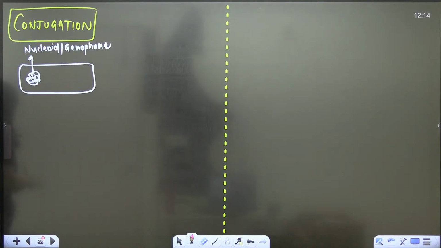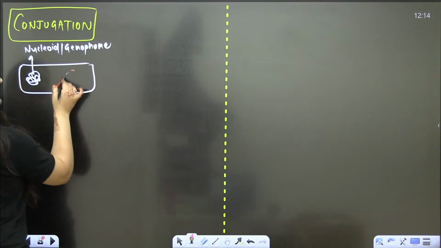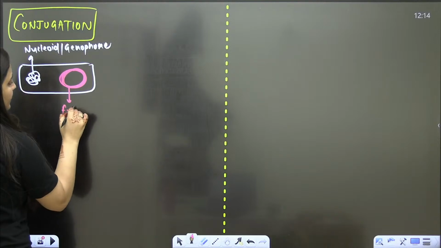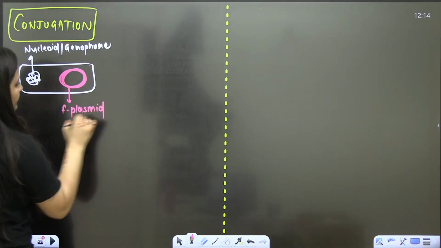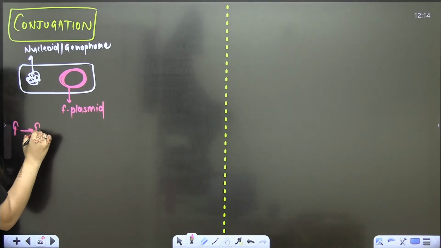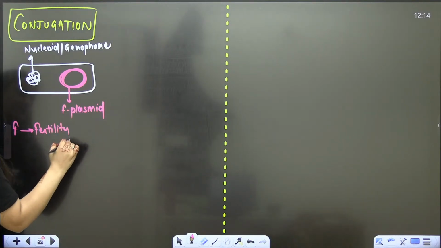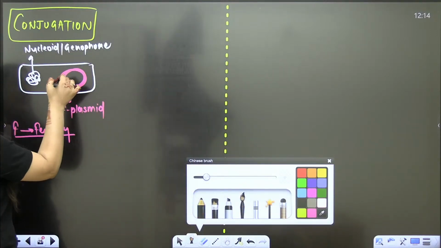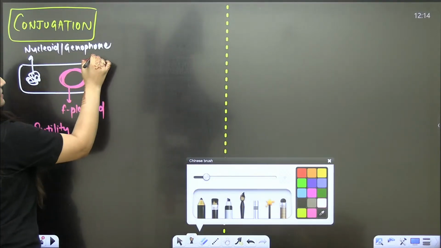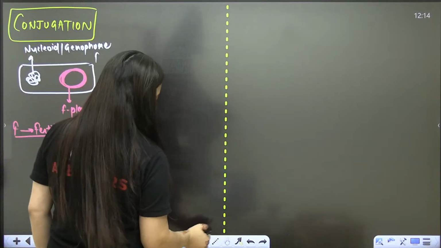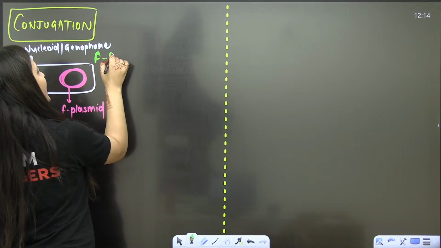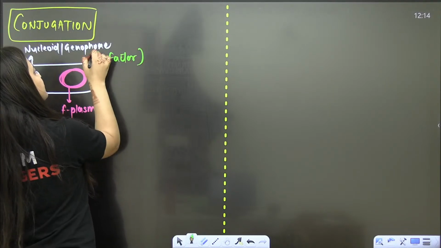Now this bacteria is having a fertility factor. Let's say it is having a plasmid. It is the F plasmid. What is the meaning of this F? Fertility. So actually some bacteria are having this F plasmid, the F factor. So F stands for fertility.